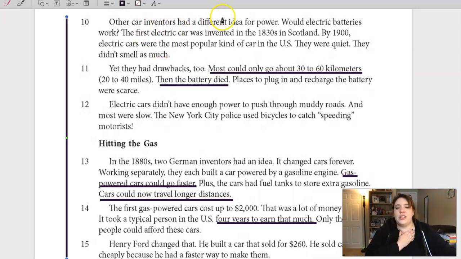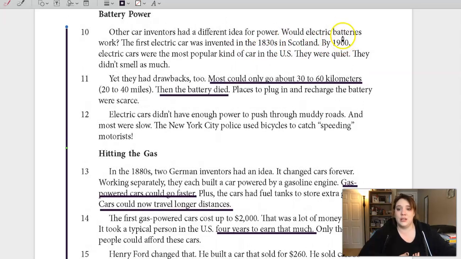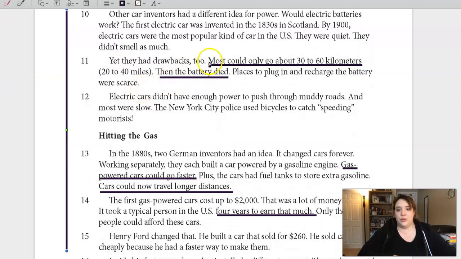Other car inventors had different ideas for power. Would electric batteries work? The first electric car was invented in 1830s in Scotland. By the 1900s, electric cars were the most popular kind of car in the United States. They were quiet. They didn't smell as much. Yet they had drawbacks, too. Most could only go about 30 to 60 kilometers, 20 to 40 miles. Then the battery died. Places to plug in and recharge a battery were scarce.